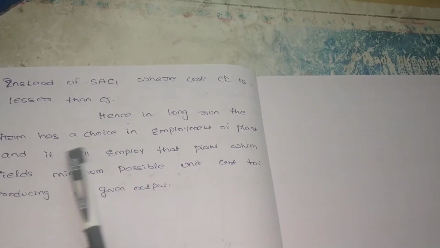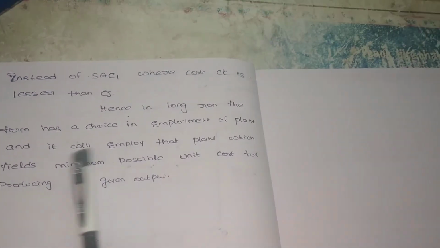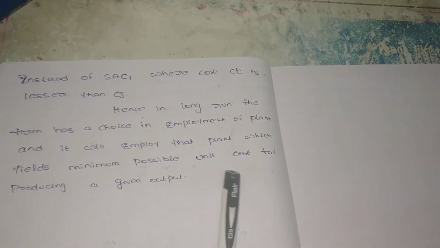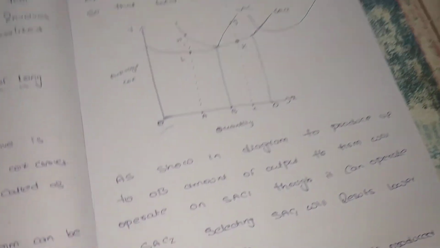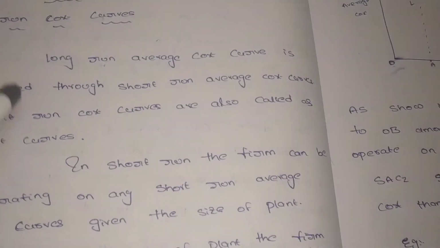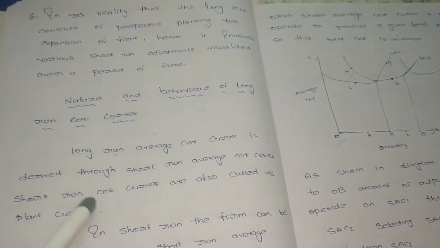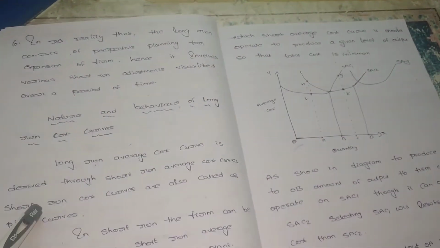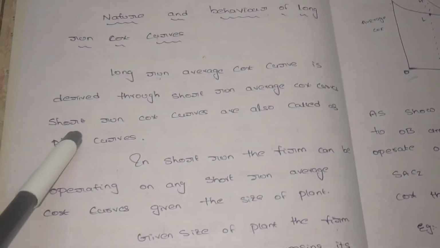Hence, in the long run, the firm has a choice in employment of plant, and it will employ the plant which yields minimum possible unit cost for producing a given output. What are the nature and behavior of the long run cost curves? The long run cost curve is mainly based on the short run average cost curve. The short run average cost curve is the base, and it is also called the plant curve.